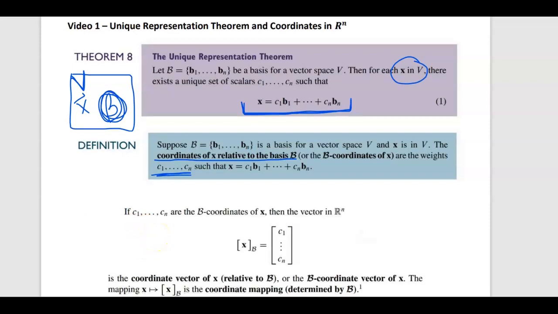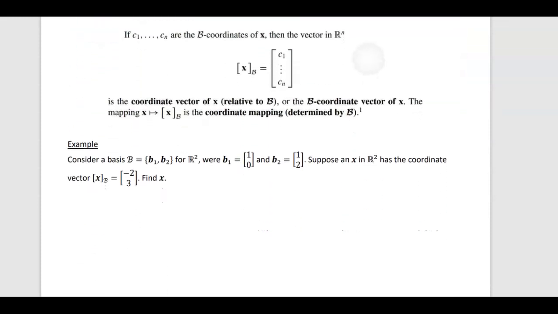Here it says if C1 to Cn are the B-coordinates of x, then the vector in Rn we can write like so. So we can just say that x is equal to these constants, and we call that the coordinate vector. The mapping from x to that coordinate vector is called the coordinate mapping. So let's look at a couple examples to put all of those definitions into place.